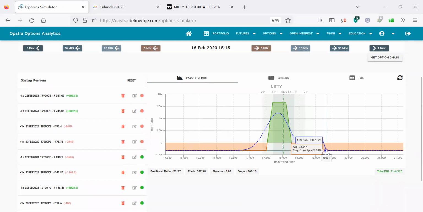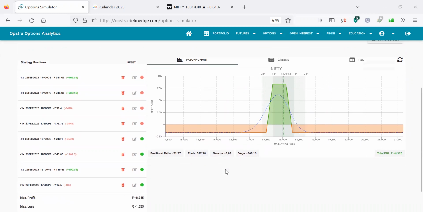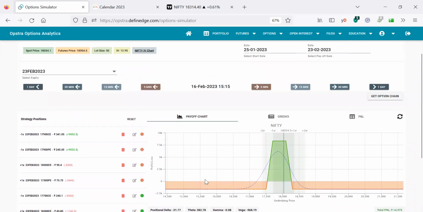Now it is telling us that we can lose up to a maximum of 1,600, which is nothing but a good thing. And this much loss we can also reduce by shifting the put side. I'll just tell you how to do it. Just let me shift it one more day. That is how we can reduce our complete loss. So it is giving you 4,975 rupees, which is a good thing actually.